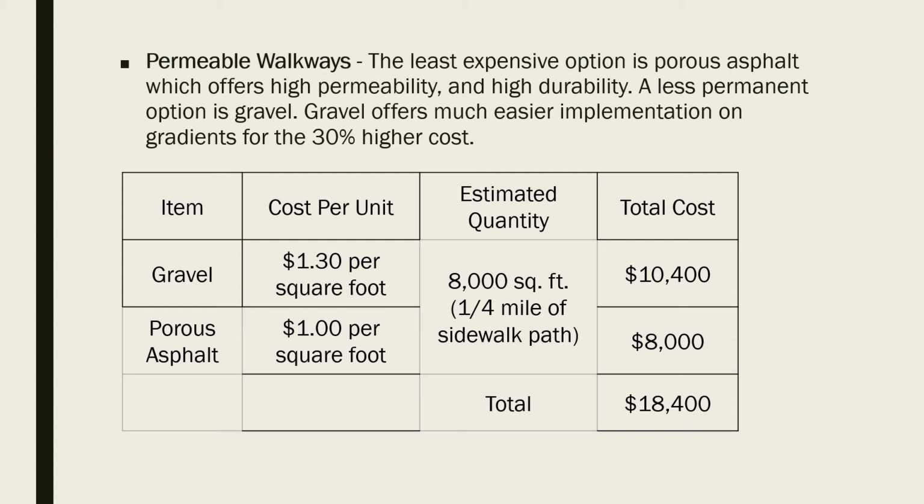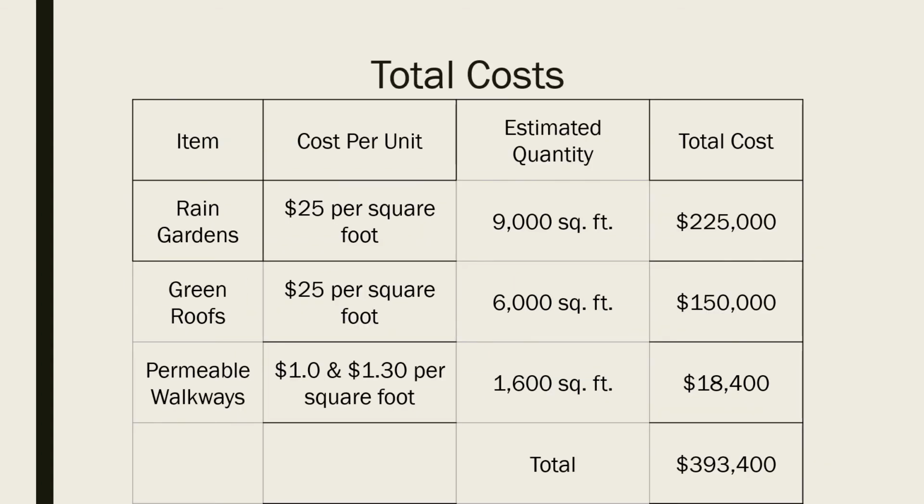So altogether, the total costs of those would add up to $18,400 roughly. The total cost can then be computed. There are 3 rain gardens at 5,000 square feet for the depression garden in the open area, 2,000 square feet for the pavilion, and 2,000 square feet for the gradient trail. That adds up to $225,000 altogether.